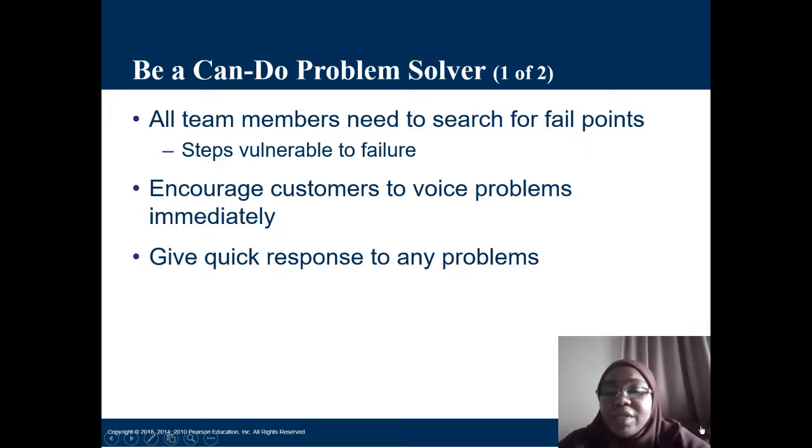All right, this is another way to solve issues. When rendering services, you should expect feedback. You should try as much as possible to convince your customers to give you feedback, and you should always encourage them to voice their problems. Otherwise, once they stomach their problems, the encounter continues to ring in their head, and they may not come back to patronize the company. Give quick response to any problem. Whenever you receive any problem regarding your service, you have to give a quick response.